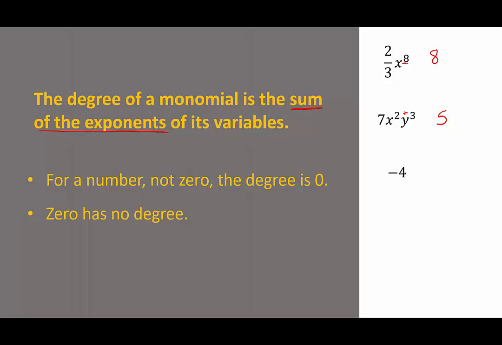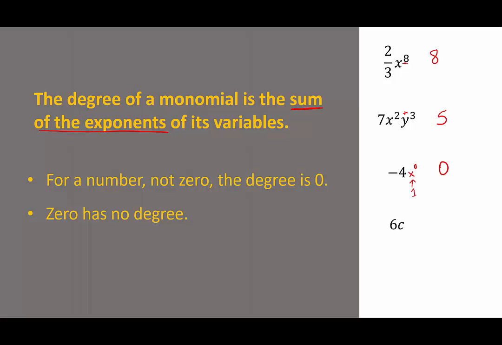Monomials can also be numbers, like -4. If we remember back to our exponents, we could write -4 as -4 x to the 0, because x to the 0 reduces down to 1, which doesn't change the value. If we look at it this way, its exponent is 0. This is why all numbers not 0 have a degree of 0.